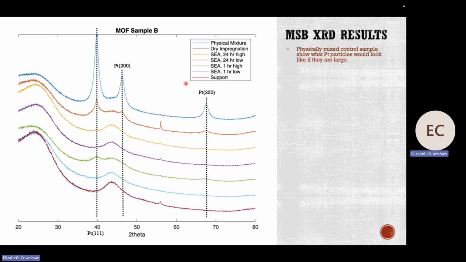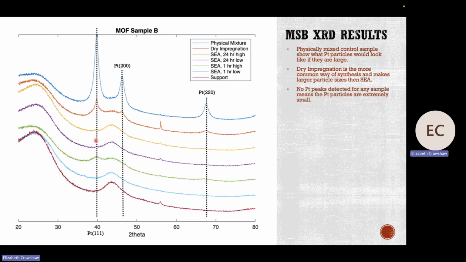Our physically mixed control sample, which is this top line right here, shows what the platinum particles would look like if they were large. And it shows about the maximum size that the XRD can be. And then down here at the bottom is the support, which we use to compare these peak sizes to. We also decided to use dry impregnation, which is the more common way to synthesize. It does make larger particle sizes than SEA, but it's a good way to compare particle sizes.